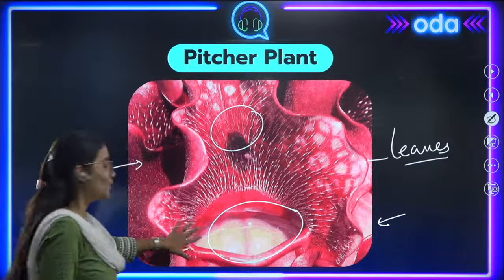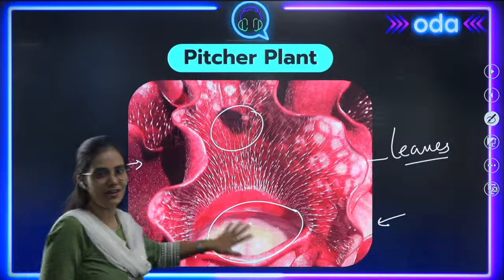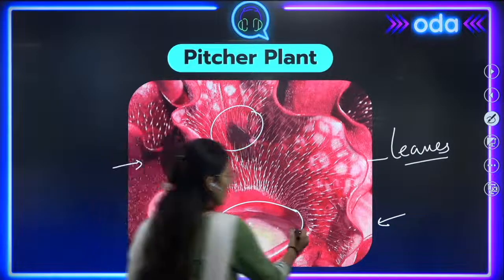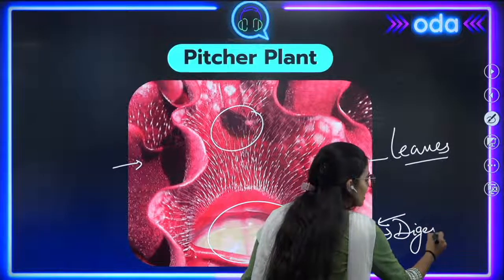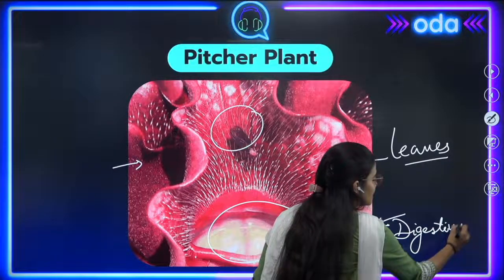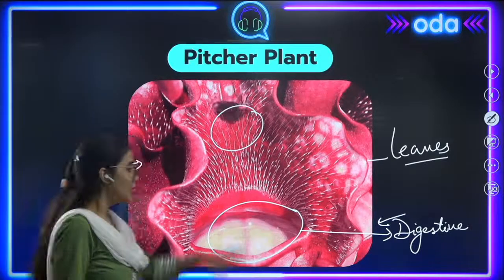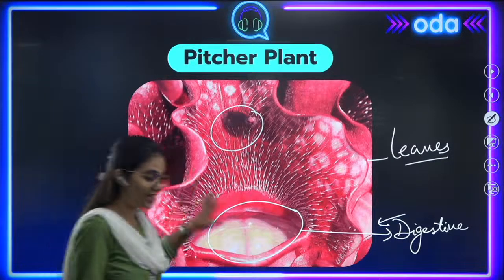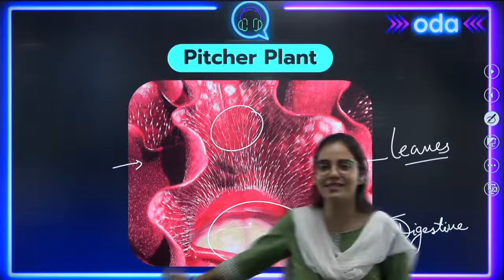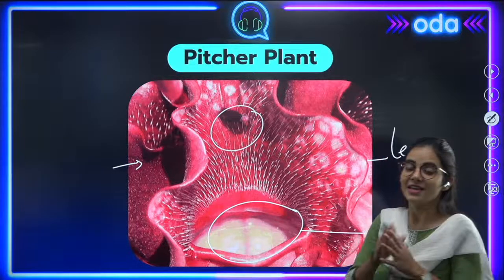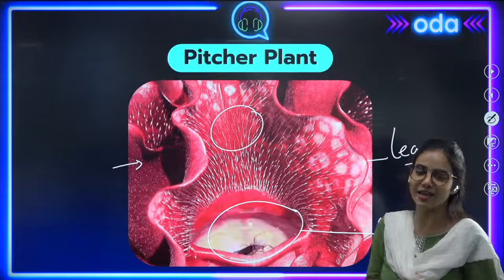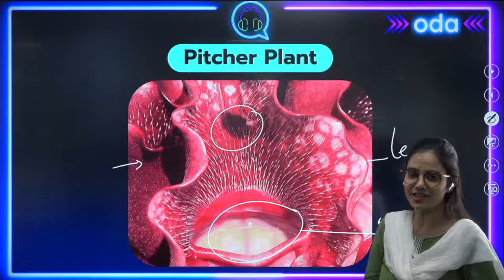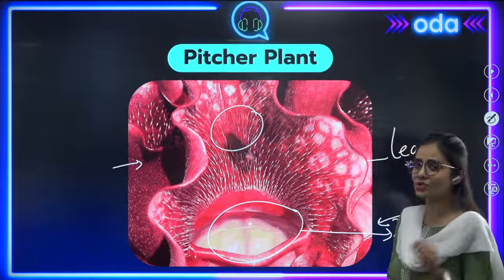This liquid is not just some ordinary liquid, because it is going to have some digestive enzymes present in it, right? So as soon as the insect gets trapped and falls inside this liquid, the plant will start the process of digestion, and that's how they consume the nutrients. That's interesting, isn't it?